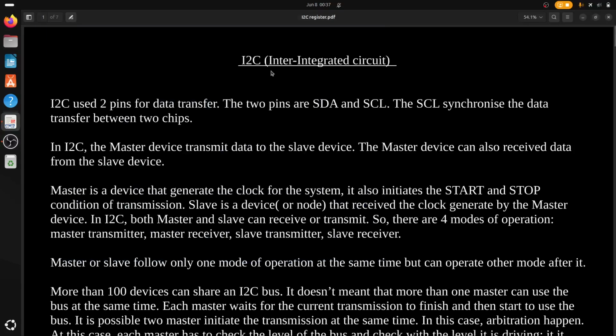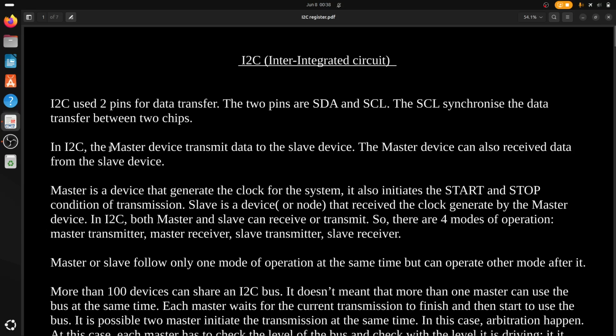So today's topic is Inter-Integrated Circuit, I2C. It uses two pins, SDA and SCL. SDA stands for serial data line and SCL stands for serial clock line. These two pins are used by the I2C for data transmissions in the bus.